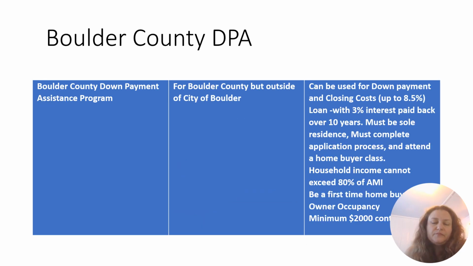Boulder County has specific down payment assistance, just like Metro DPA. Metro can be used in Boulder, but Boulder County has their own version of this. So this could be anywhere in Boulder County, not just Boulder, Longmont, Lafayette, all those other places. And again, there's a lot of requirements for this. It's a 3% interest paid back over 10 years. It must be your sole residence. There's an application process, and again, there are some household income requirements.